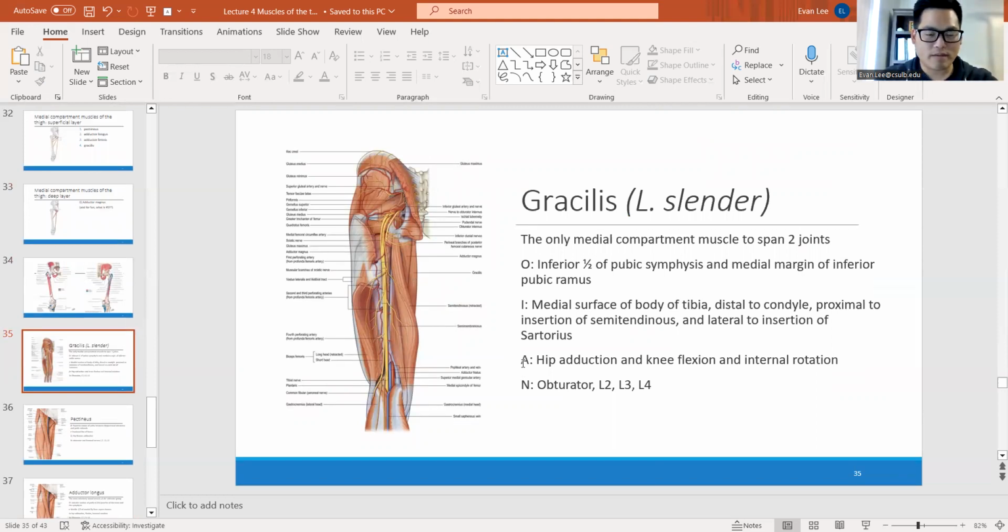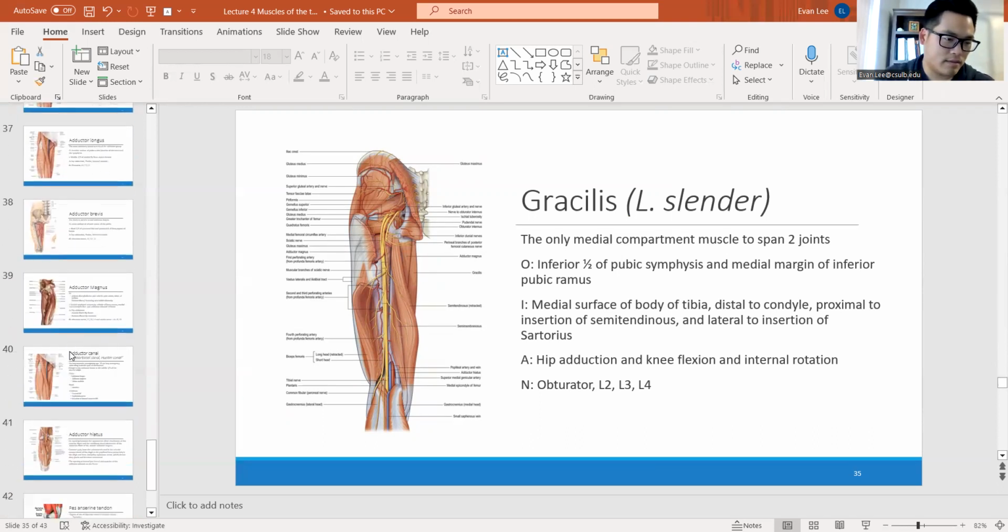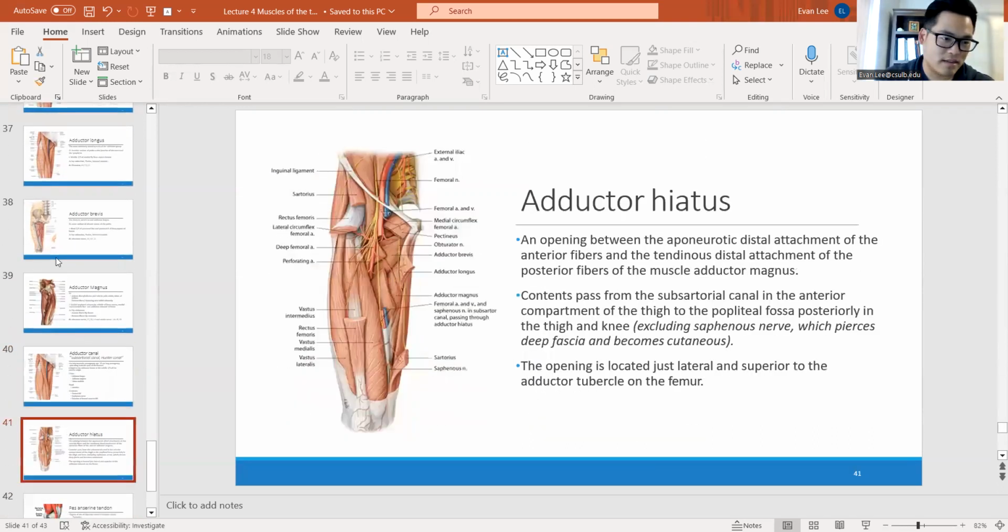So the first muscle is actually the muscle that I use to orient myself to the medial compartment, which is the gracilis. You can see over here, the gracilis is actually the long muscle of the thigh, which is going straight up and down, kind of like the medial side of the thigh. So hold on, let me just make sure.